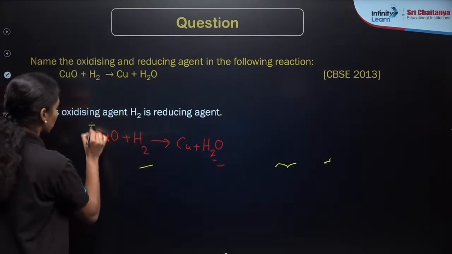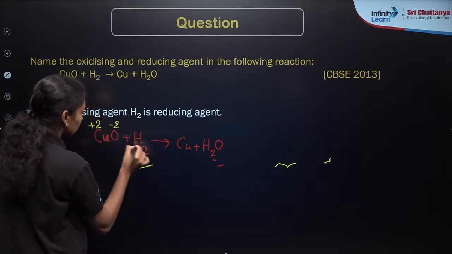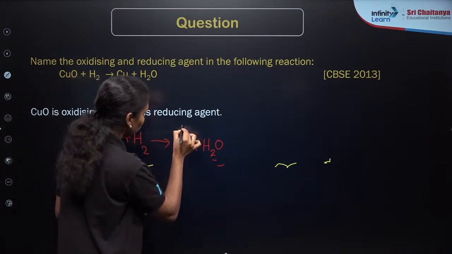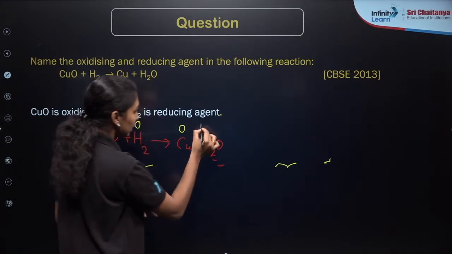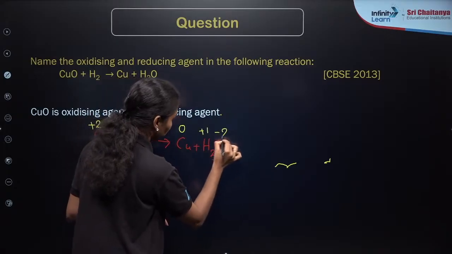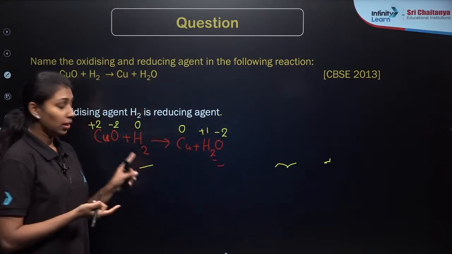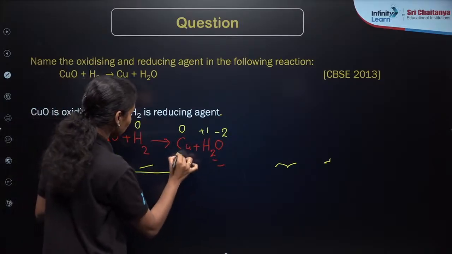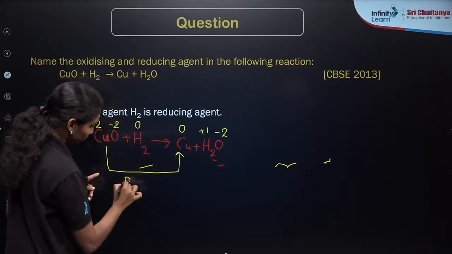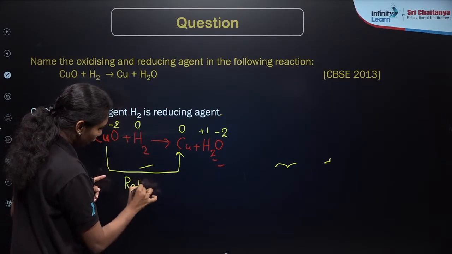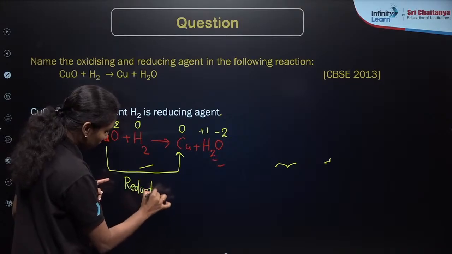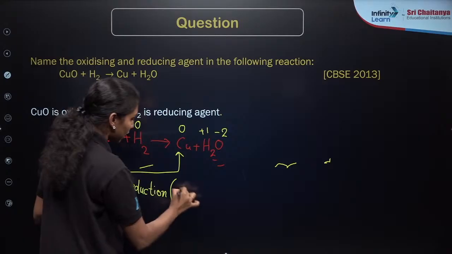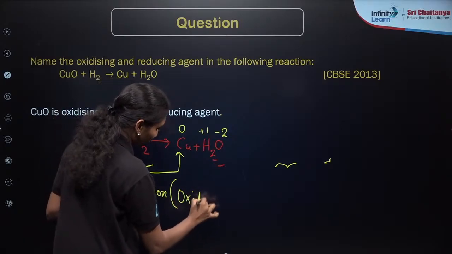So it will be plus 2, right? This will be plus 2, this will be minus 2, and this will be the elemental form. It will be having the oxidation state of 0. And this is again elemental form, oxidation state is equal to 0. And here it is plus 1 and minus 2. So what you are observing here, according to the oxidation number concept, you can say that copper oxide is reduced from plus 2 to 0, right? So here it is happening the reduction, which means that any of the substance that itself undergo reduction are known as the oxidizing agent. Is that clear?